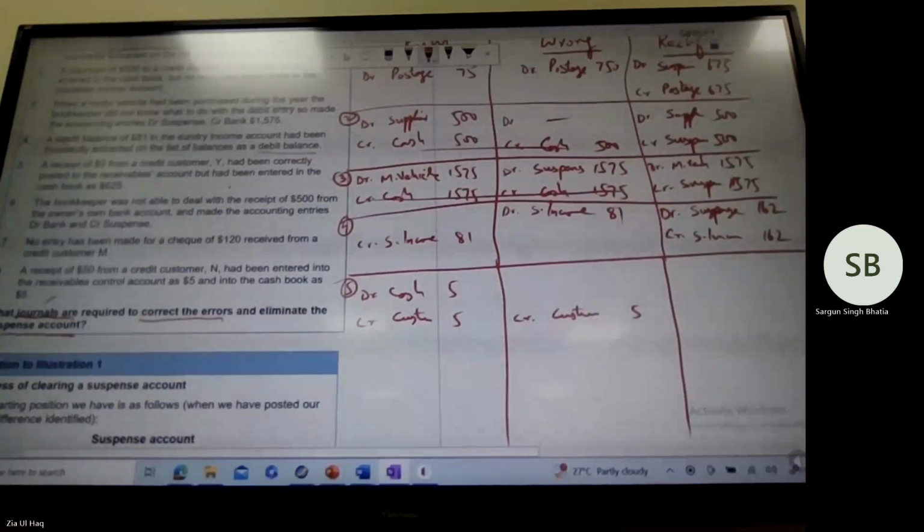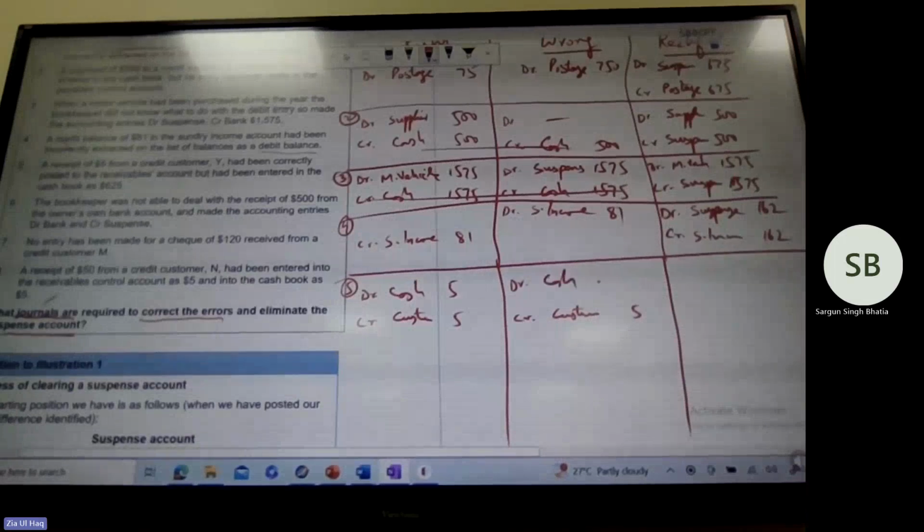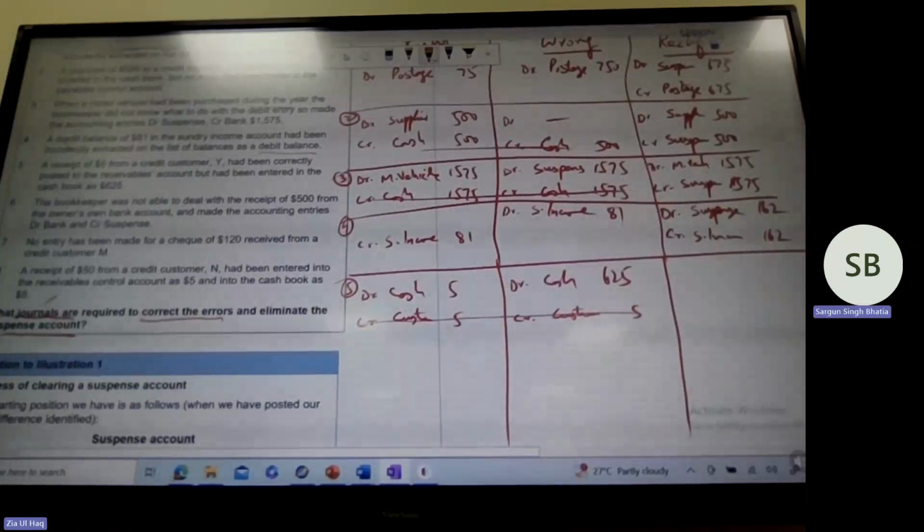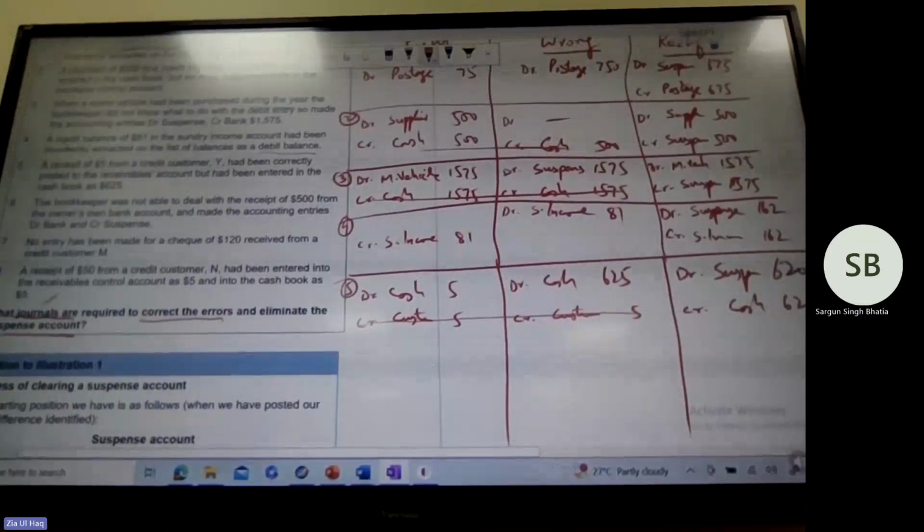But it had been entered in the cash book as 625, meaning we have debited the cash with 625 instead of 5. So the customer receivable is accurate. Where is the error? Instead of debiting the cash by 5, we have debited it by 625. So we will credit cash by 620 and debit what? The suspense account with 620.